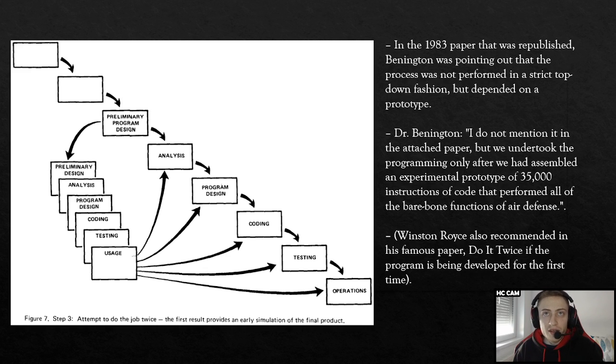In the 70s, a software engineer named Dr. Winston Royce wrote a seminal paper entitled Managing the Development of Large Software Systems. In this paper, he recommends that if the program is being developed for the first time, then you have to create a prototype first. So it's basically the same idea as Sage, that they created an experimental prototype before the actual programming.